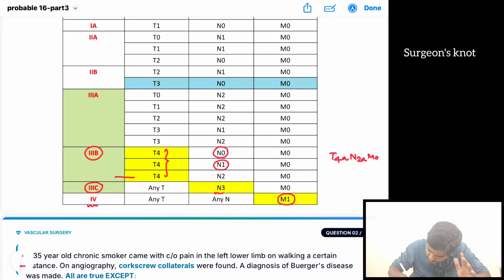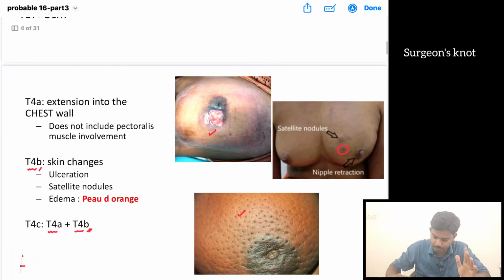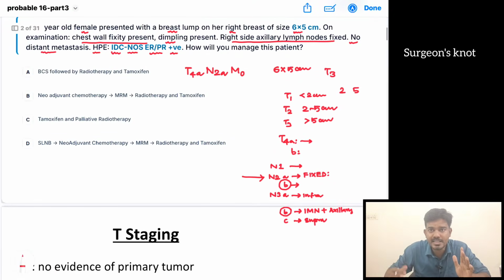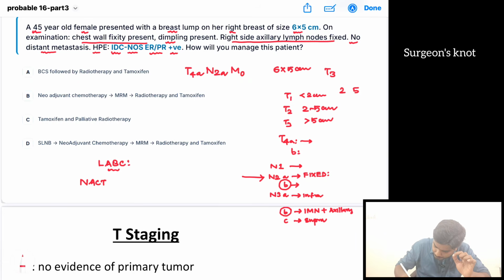So அது என்ன கிளாசிஃபிகேஷன்ல வருது, it comes under stage 3B. Okay, stage 3B is the staging for this question. Stage 3B க்கு நம்ம என்ன பண்ண போறோம், stage 3B is locally advanced breast carcinoma, LABC. The management is neoadjuvant chemotherapy followed by surgery followed by radiotherapy. Here there is ER/PR positive, so we are also going to add hormonal therapy.